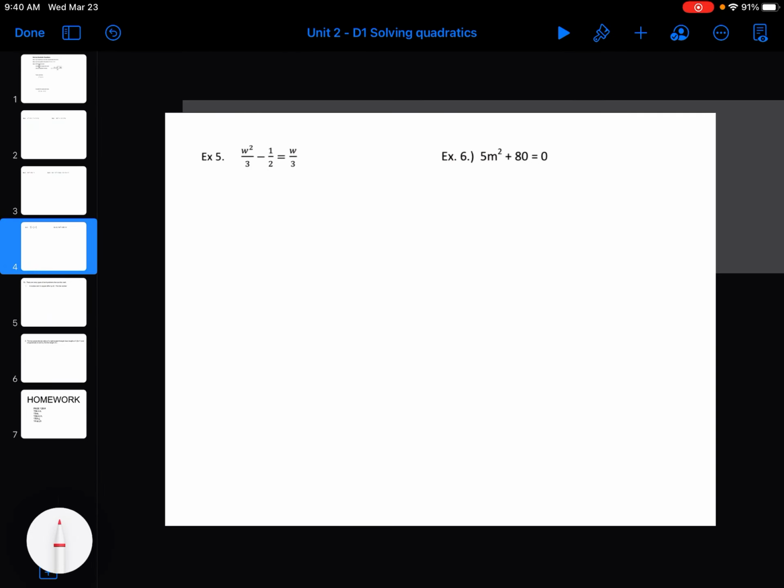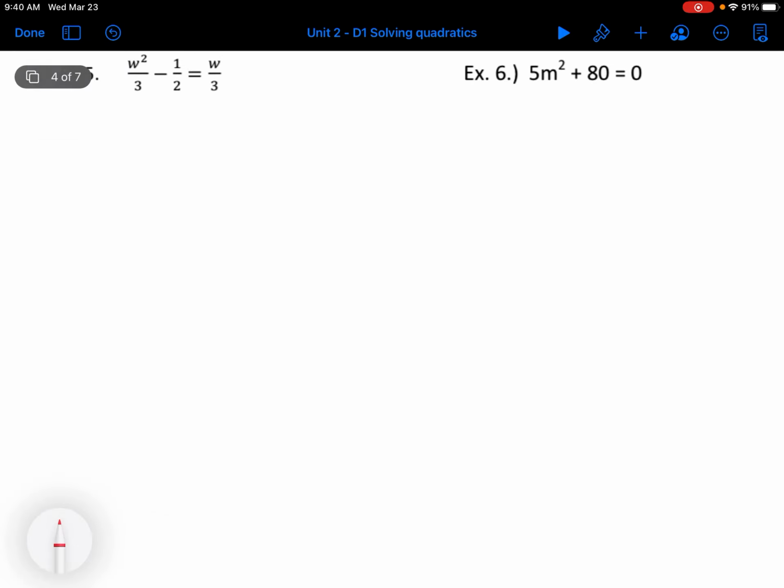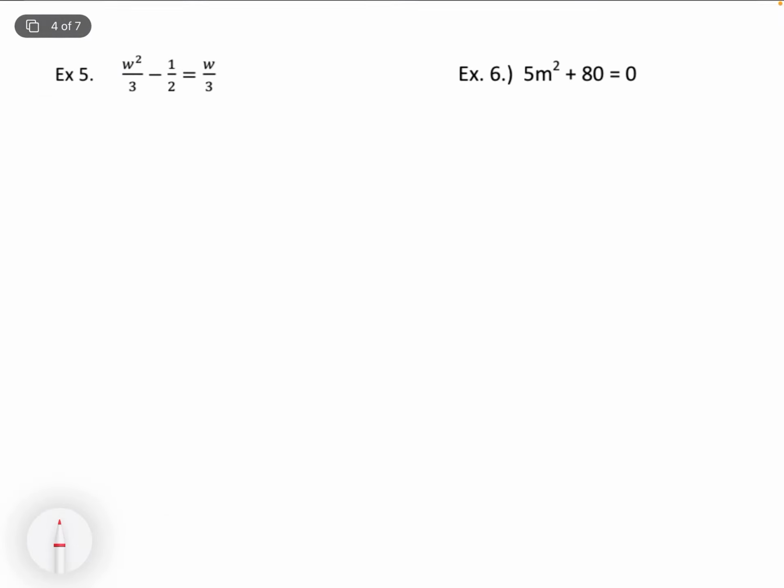Got this one here, which is a little bit more difficult because we need to clear out our fractions. Now, if you really wanted to, I guess you wouldn't have to. You could use fractions, but it's just going to make everything a little bit harder. So if I was looking at this question, what I would actually consider doing is multiplying each term by 6, a common denominator, to get rid of my fractions.